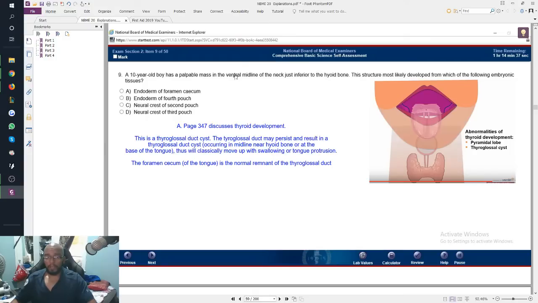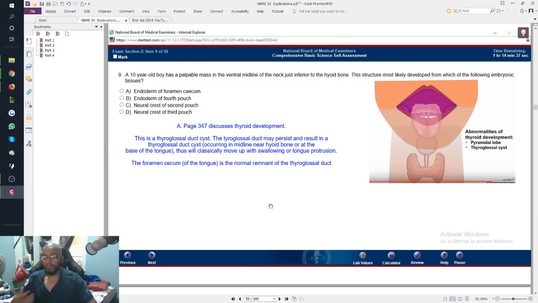Right? And this person has a ventral midline, right? It's not on the side. There's a difference when it's in the midline and when it's on the side. This patient has a thyroglossal duct cyst. The thyroglossal duct may persist and result in a thyroglossal duct cyst occurring in the midline near the hyoid bone or at the base of the tongue. Thus, it will classically move up with swallowing or tongue protrusion.